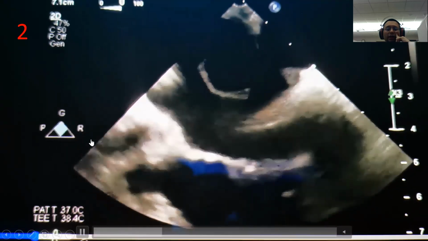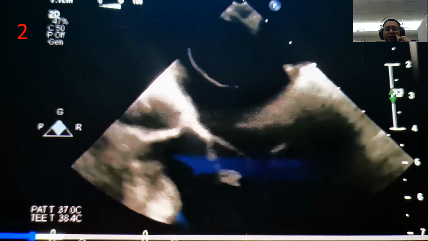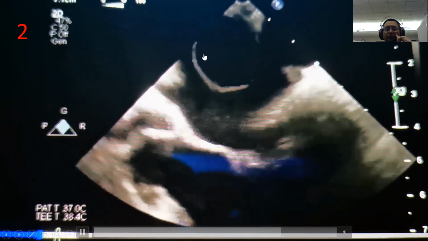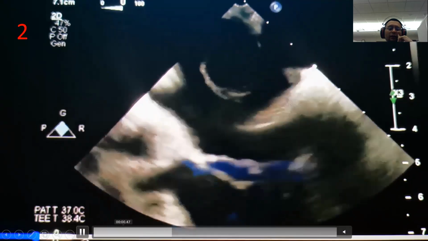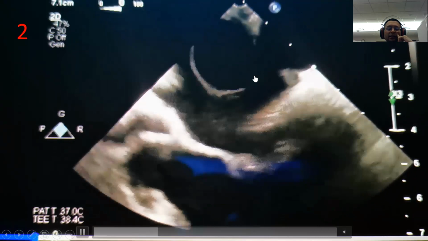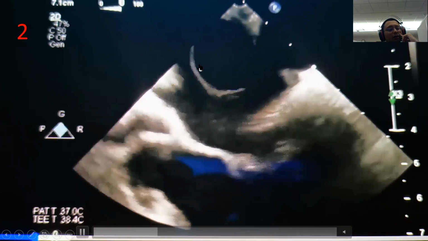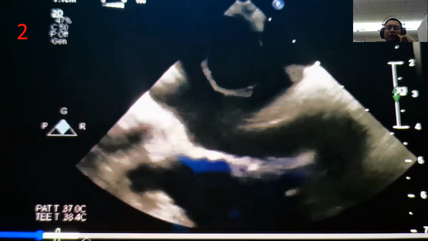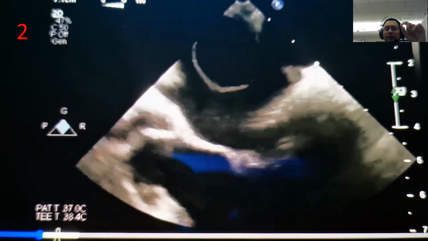Myxoma. Okay, so one of the most common primary benign tumors is cardiac myxoma. But does that look like myxoma to you? No. It looks like what? Like a cystic structure, correct. What do you think this is, Precious? Is there a cysticercosis of the heart? I don't know. Cysticercosis is the parasite infection of the heart.